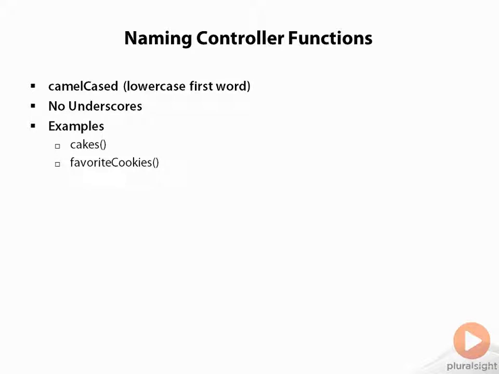Each controller class consists of functions, sometimes called actions. Those functions have a naming convention as well. First, they're camel-cased, starting with a lowercase first word. There's also no underscore separating the two words. Some examples would be cakes, or perhaps favoriteCookies, where favorite is lowercase but the Cookies has a capital C.